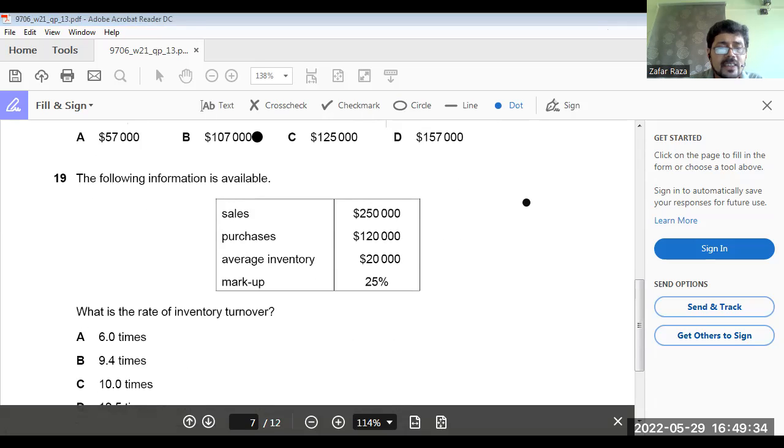Now, the following information is available: sales, purchases, average inventory, markup. What is the rate of inventory turnover? I told you what I learned in ACCA. For all those questions where markup is 25%, margin would be 20%. Remember, okay? So out of sales, 80% is the cost. 250,000 multiplied by 80% is 200,000, the cost of sales, divided by average inventory, 20,000. So 10 times is the answer.